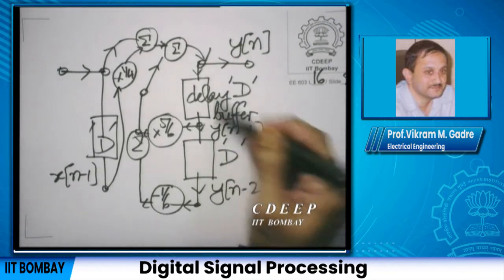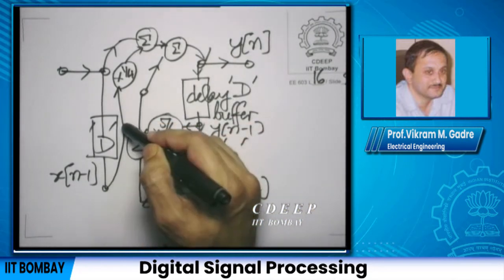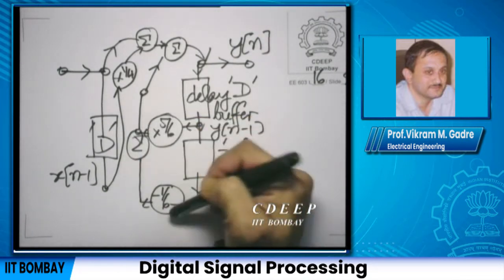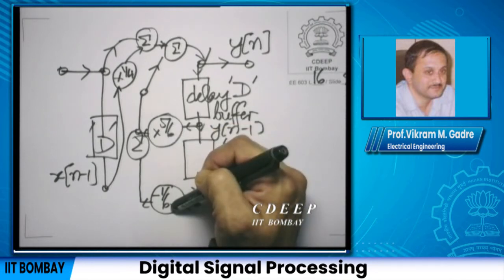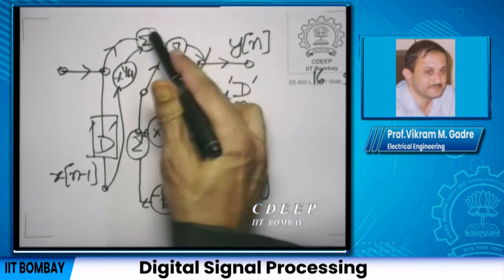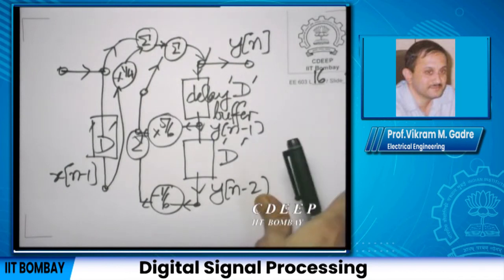So, what we have done is to realize this relationship, this linear constant coefficient difference equation, by using three kinds of elements: delay buffers, these D's, multipliers, constant multipliers, and two input adders. Let us write that down.